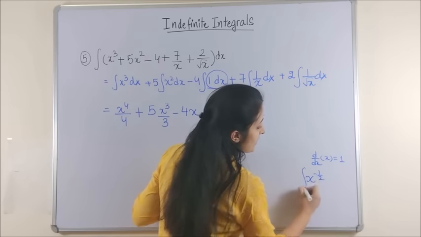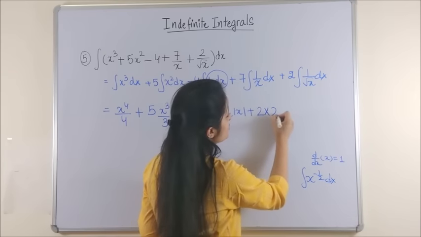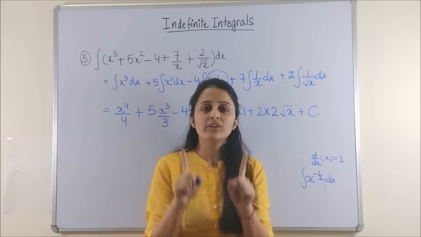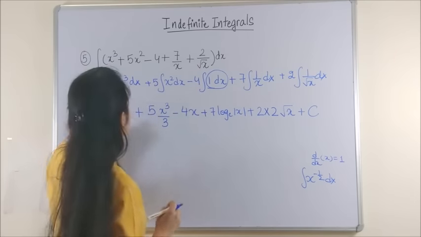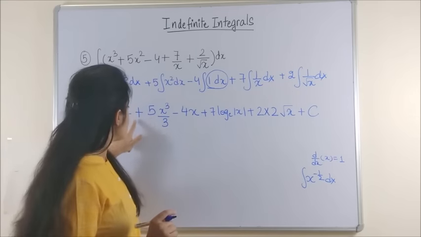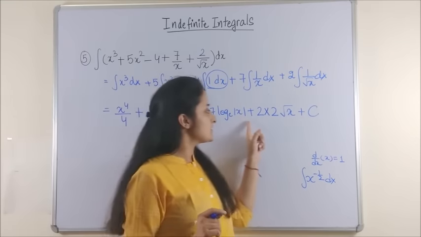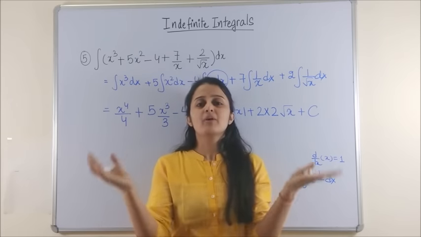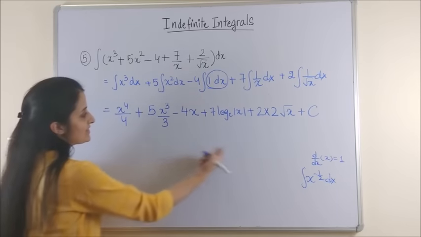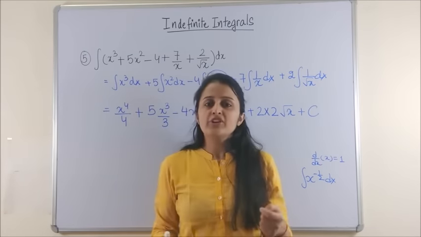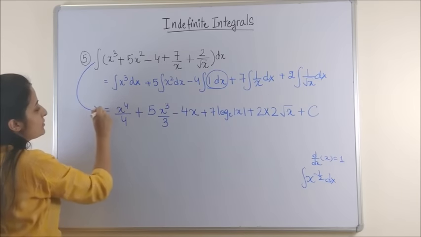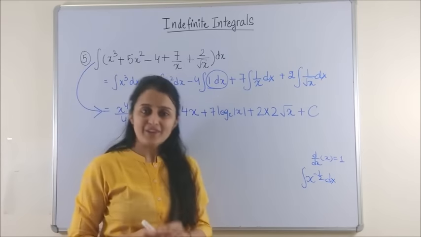That x raised to power minus 1 by 2 dx becomes 2 root x plus c. Now, why am I adding c only once? It simply means you are getting the constant of integration with each of the terms. So, this shall be c1 plus c2 plus c3 plus c4 plus c5, which we have combined together as only one constant. So, you simply get your answer as this. Now in your examination, you need not show this intermediary step, and after this step, you may move on to writing this as the final answer.